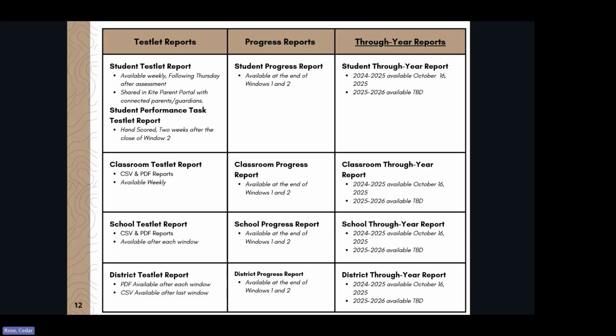Those are available weekly, the Thursday after your student tests. So if you tested at any time this week, you're going to get that delivery the following Thursday. If you tested last week, you're going to get your reports tomorrow, which is really exciting. Those are also shared in the Kite Parent portal for any parents that are connected. So if your school or district is using the Kite parent portal, those score reports are automatically delivered on those Thursdays when those score reports are released.